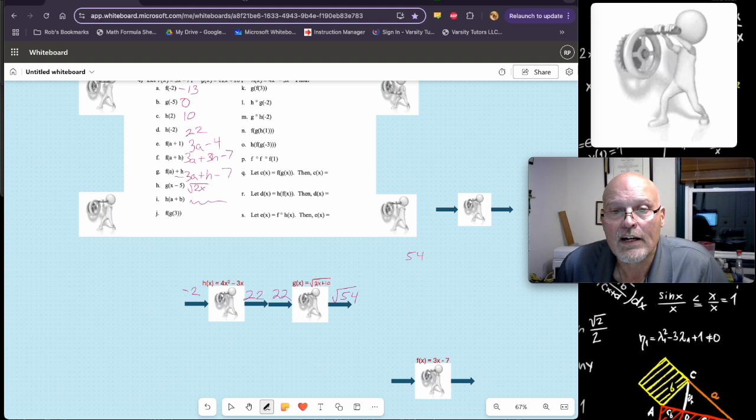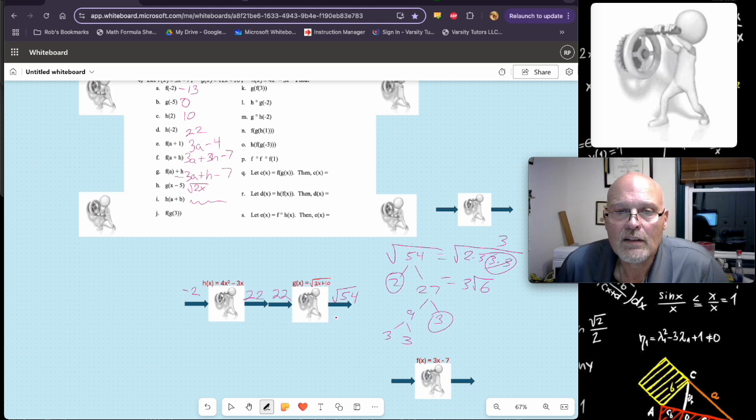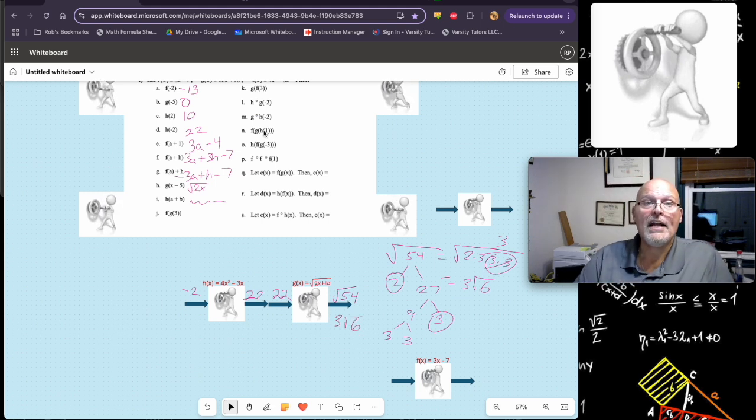And to reduce that, I need to do a factor tree of 54 to 27, 9, 3, 3, 3. So square root of 54 is the square root of 2 times 3 times 3 times 3. 2 of those comes out. It's 3 times the square root of 6. Right, so now we've done h of g of 2 and g of h of 2.